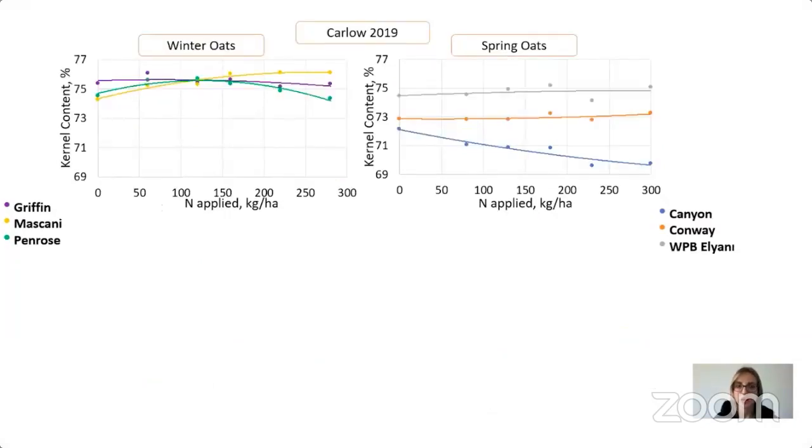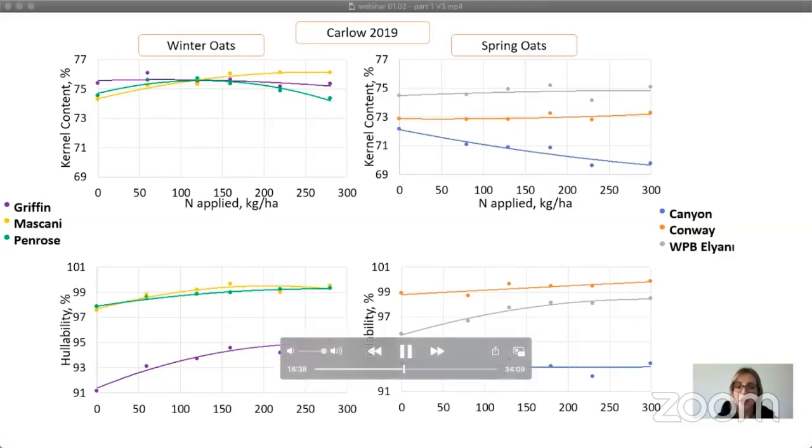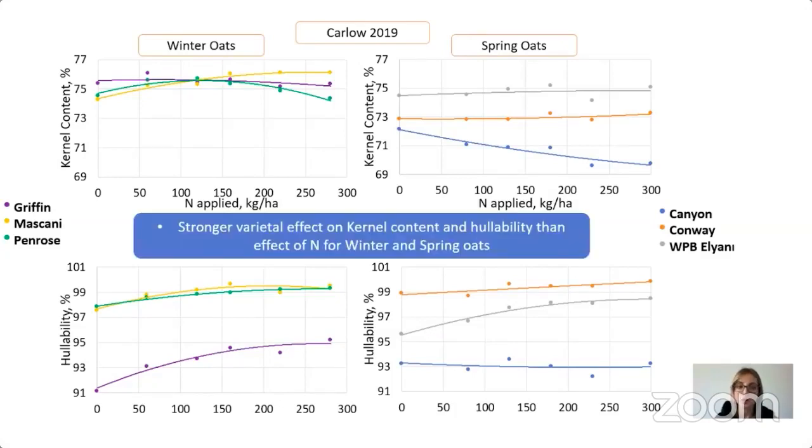As seen here for kernel content, which is the percentage of groat to the whole grain, it doesn't change much between the N application levels, but does vary between varieties, which is more evident in the spring oat trial. Again, these charts show that for hullability, the ease in which the oats dehull, it is more stable across N treatments, but differs between varieties. The winter oat Griffin and spring oat Canyon are proving more difficult to dehull. These results therefore show that there were stronger varietal effects on kernel content and hullability than effect of N.